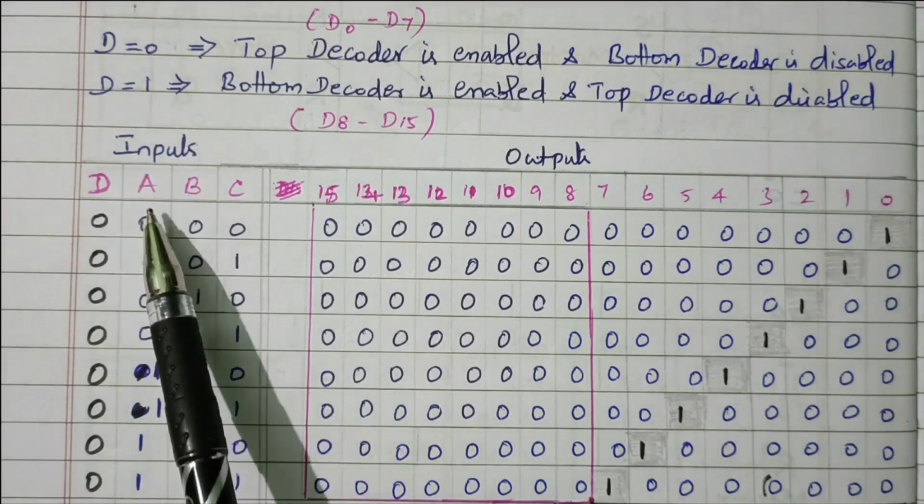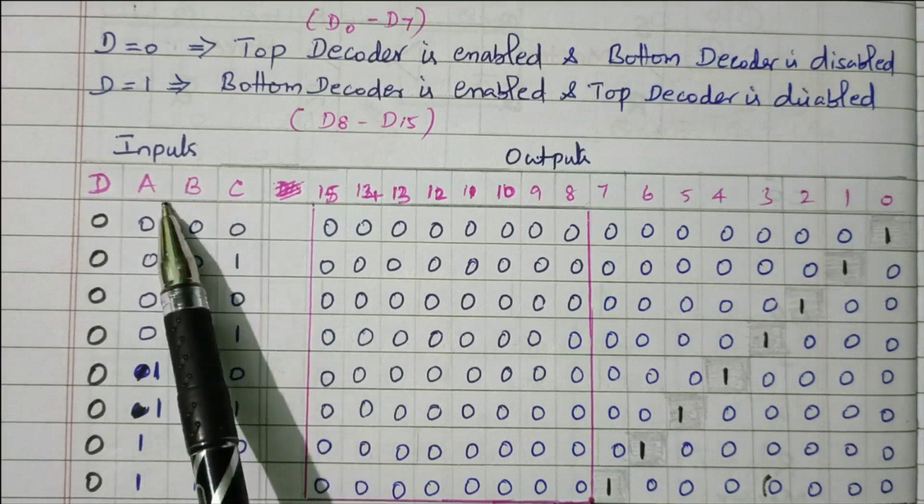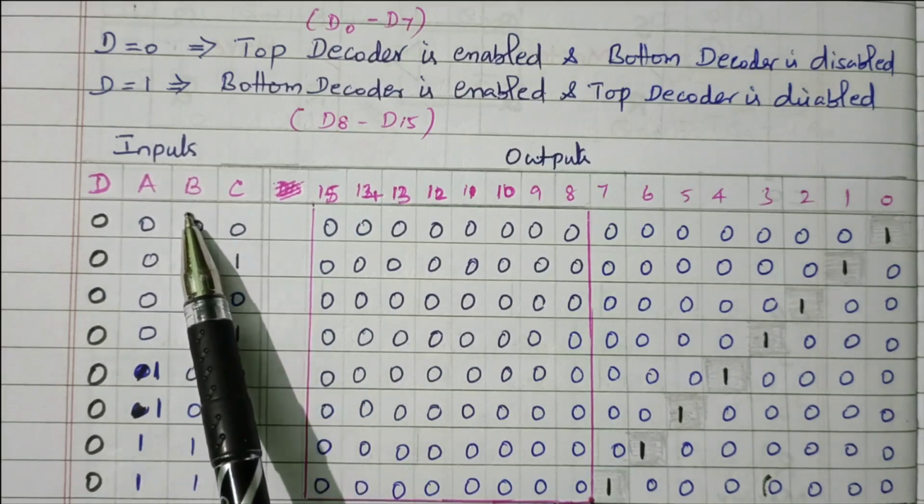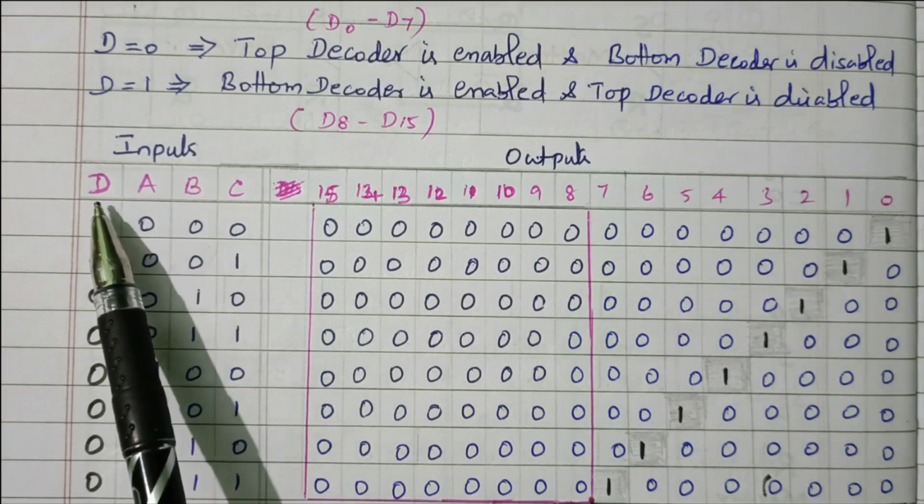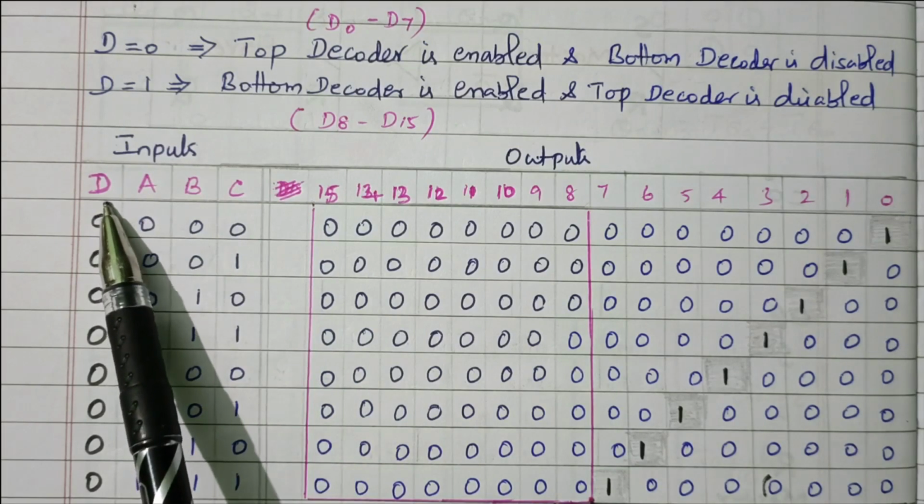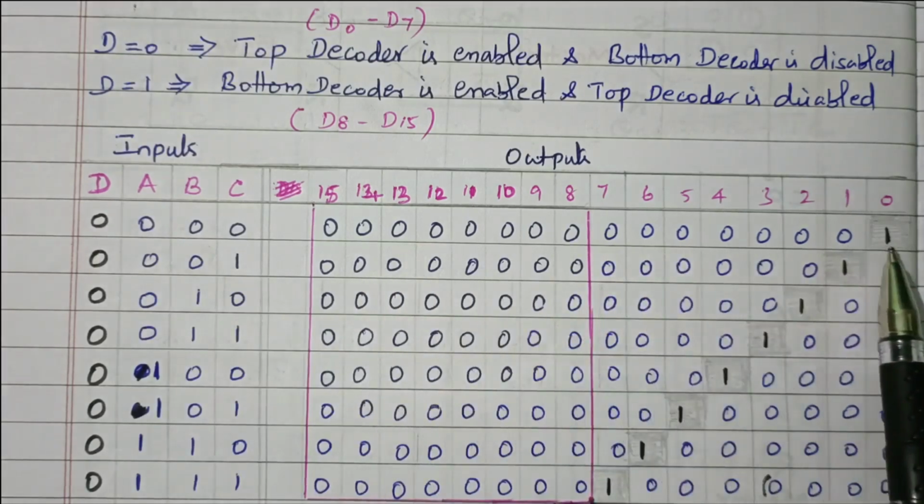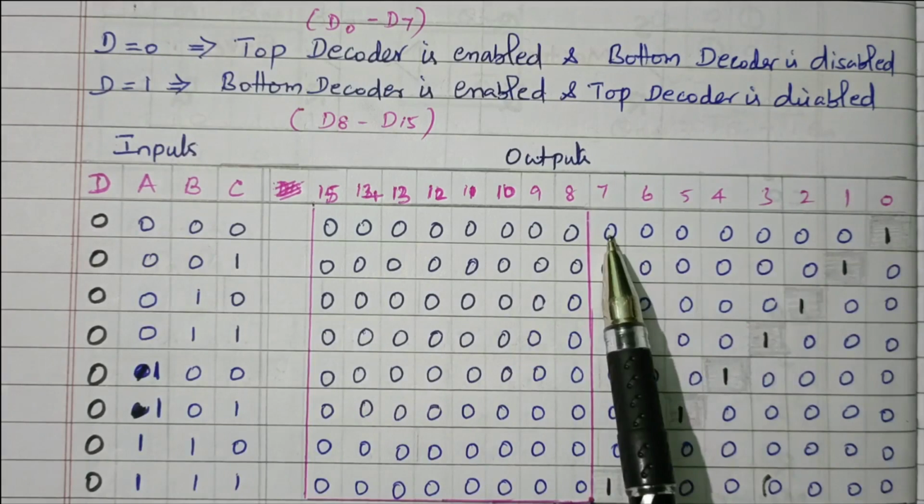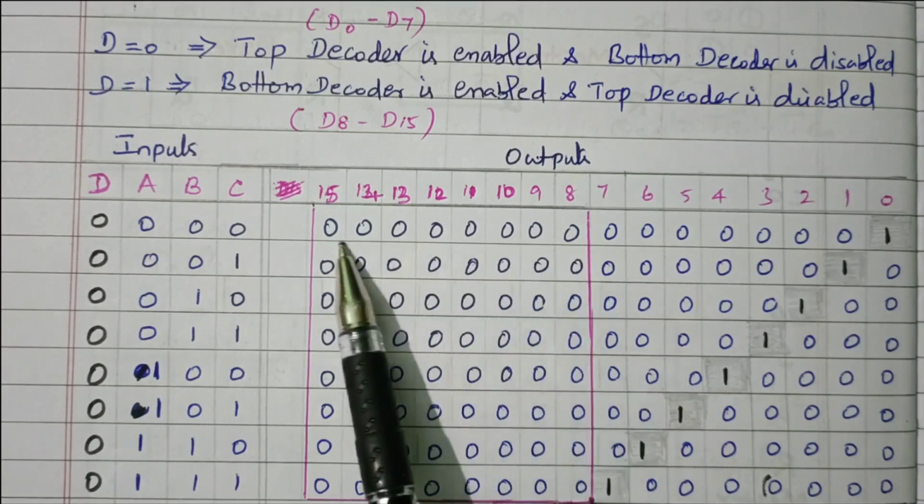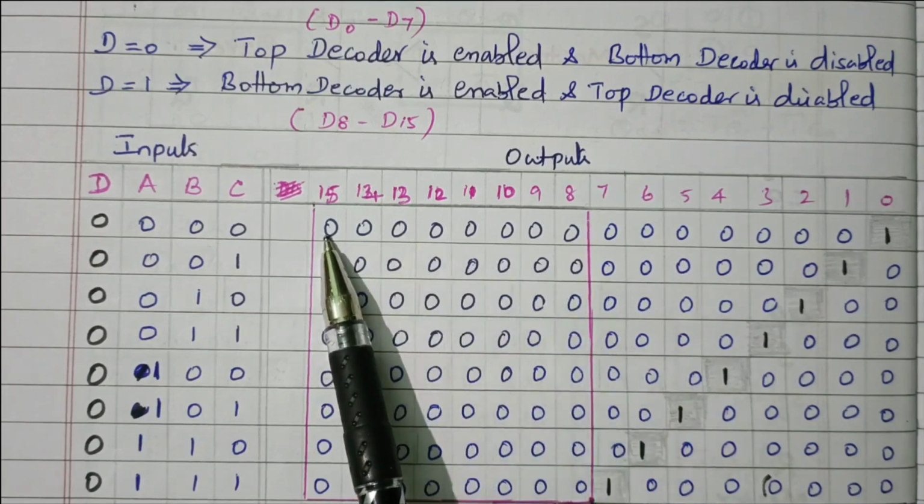So this is the input A, B, C. A, B, C is connected to both the top decoder and the bottom decoder. This D is used for enabling the top decoder or the bottom decoder. So this is the top decoder, D0 to D7. This is the bottom decoder, D8 to D15, right?